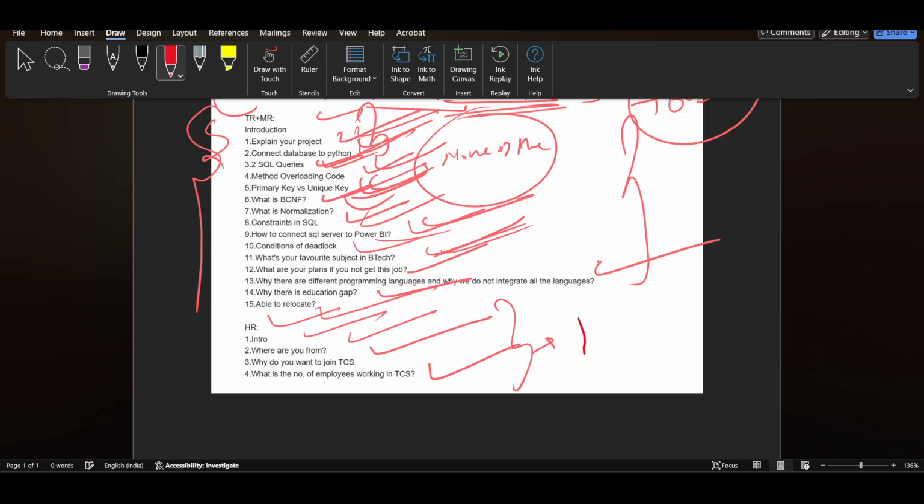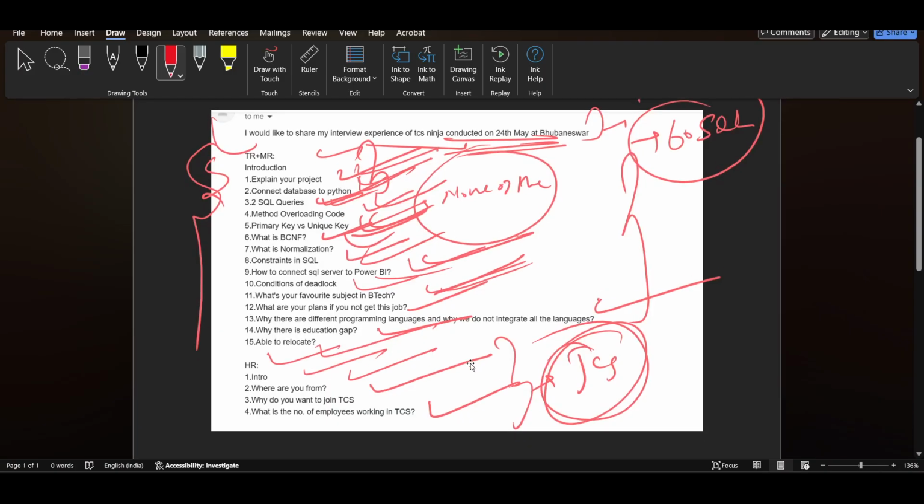It is also important to read about TCS. Make sure to read about TCS from Wikipedia or any other trustable source you can use. So make sure to read about TCS as well.